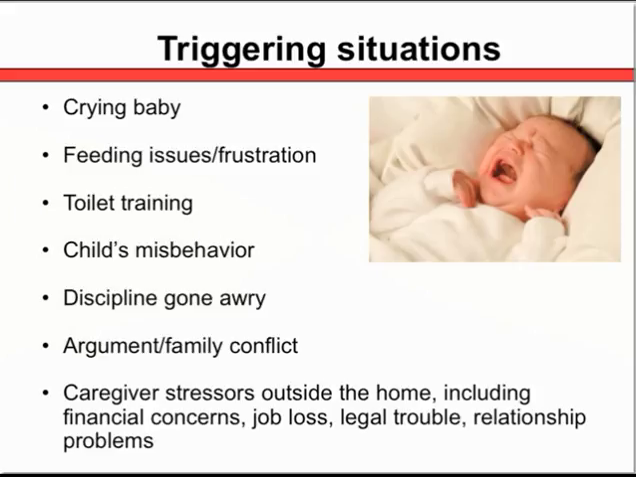There are a number of different triggering situations for abusive head trauma. A crying baby is by far the most common trigger. We can also, though, see feeding issues or frustration with a child's refusal to take a bottle, toilet training challenges, a child's misbehavior and the subsequent discipline that goes awry, argument and family conflict, or caregiver stressors outside the home. That includes financial concerns, job loss, legal trouble, relationship problems.